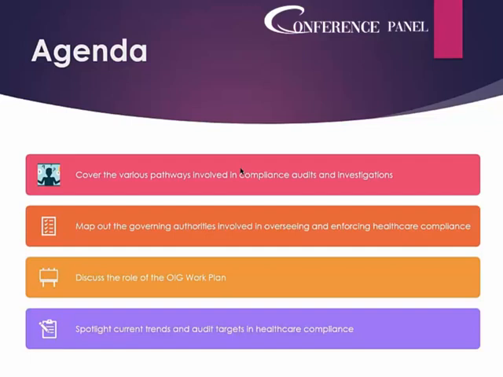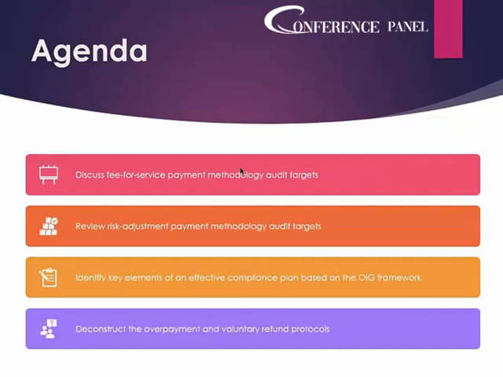We're also going to be talking about some of the most current trends in auditing compliance, and we're going to talk about some of the audit targets from the payer's perspective. We're going to talk about it from the OIG perspective. Then we're going to dive into specifically what are some of the audit targets for fee-for-service, where providers are billing for services as they're rendering them, versus audit targets for risk adjustment, payment methodologies and models. So two different types of reimbursement, two different types of methodologies. We're going to talk about the audit targets for both of those areas.